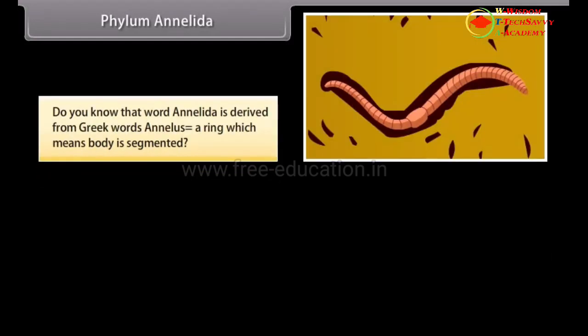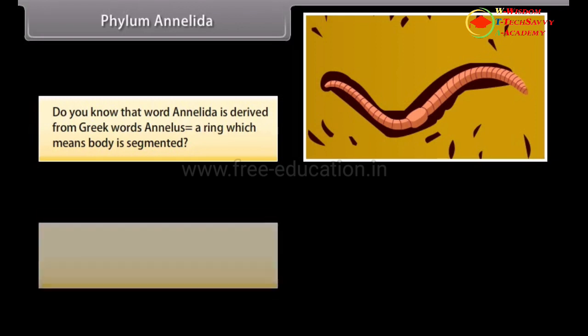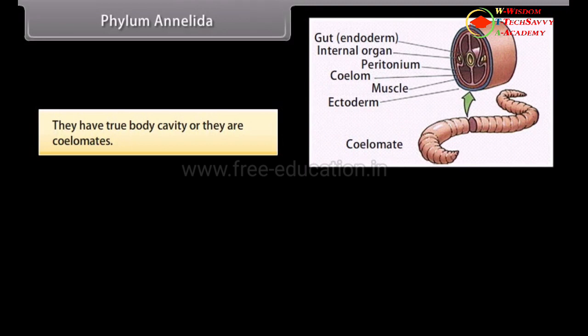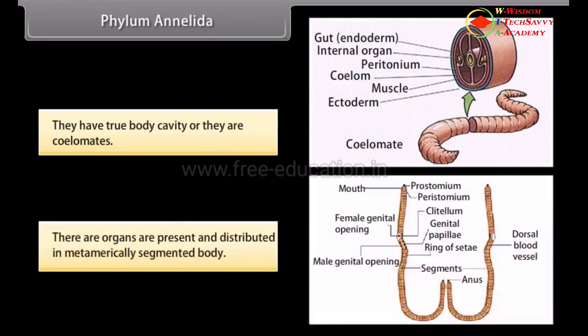Phylum Annelida. Do you know that the word Annelida is derived from Greek word annelus, a ring, which means the body is segmented? The animals of phylum Annelida are bilaterally symmetrical, multicellular, and triploblastic. They have a true body cavity, or they are coelomates. Organs are present and distributed in a metamerically segmented body.